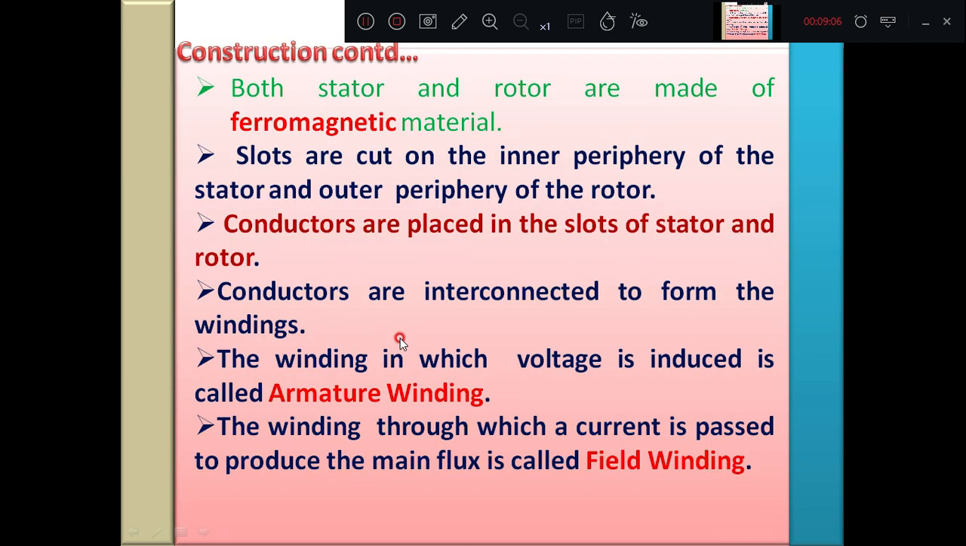Then if you look into the construction part, both the stator and the rotor are made up of ferromagnetic, good magnetic material. The slots are cut on the inner periphery of the stator and the outer periphery of the rotor. That is, the rotor and the stator are made up of laminations. On the outer and inner periphery of the rotor and stator stampings, we are making slots to accommodate the conductors. In the case of the armature, you have got armature slots. In the armature slot, you are placing the conductors.